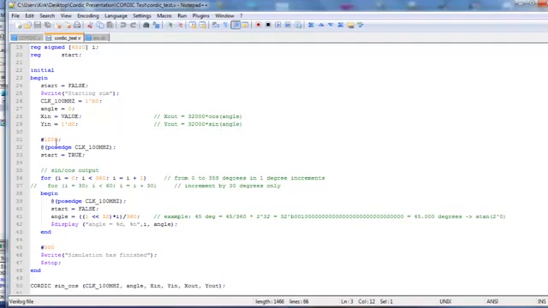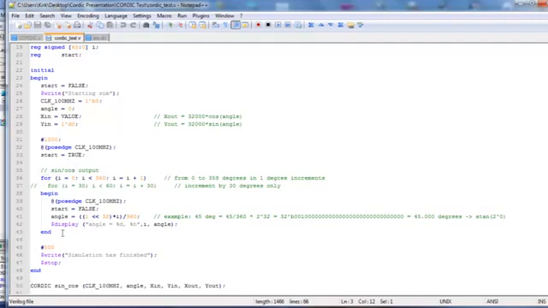Then I just delay a little bit, and then I wait till the positive edge of my clock, and I set a signal called start equals true. And you'll see that in the simulation so that you can see where this particular line of code executes, just for reference.